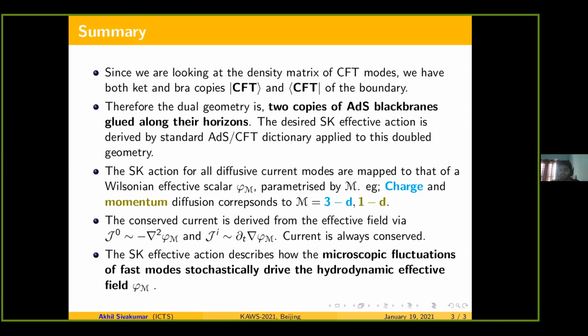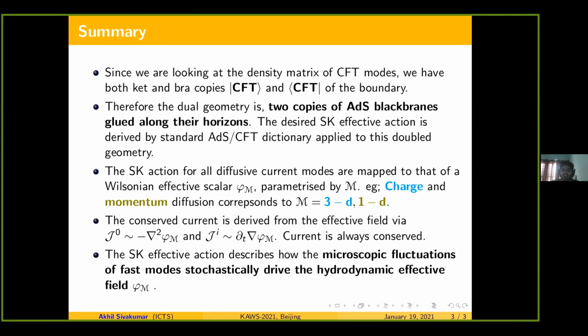The desired SK effective action is then derived by the standard AdS/CFT dictionary, but applied to this double geometry, where the two boundaries of the geometry correspond to the ket and bra Hilbert spaces of the evolution of the CFT density matrix. The Schwinger-Keldysh action for all diffusive current modes is mapped to that of a Wilsonian effective scalar field we call phi_m, parameterized by a number m. For example, U(1) charge and momentum diffusion correspond to m equal to 3 minus d and 1 minus d respectively. The conserved currents are then derived from the effective Wilsonian scalar by schematic relations like this, which suggest that the conserved currents are always conserved in the formalism we develop here.